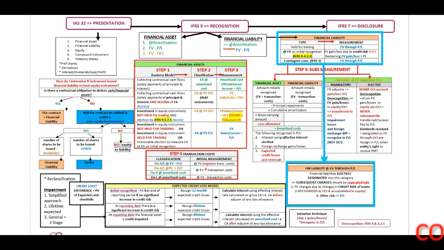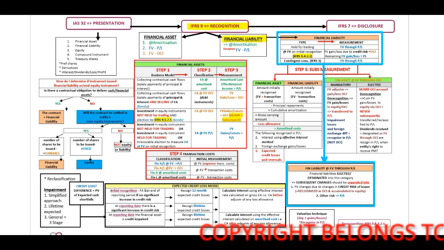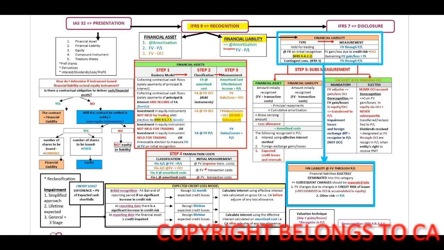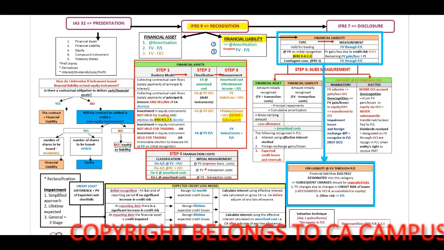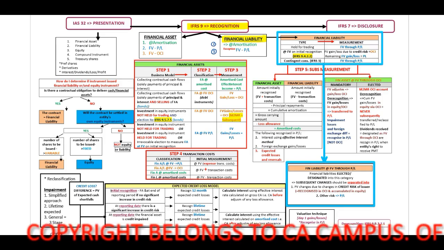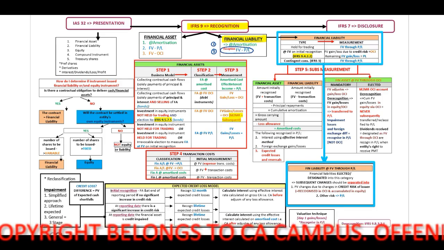This is your financial instruments revision page. Again, you will remember when you look at the middle of your screen, IFRS 9 recognition, our financial liabilities can either be: 1, at amortized cost, or 2, at fair value through profit or loss. Therefore, we are now within this one.